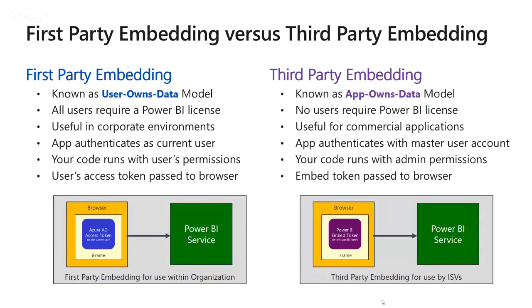So third-party embedding, known as the app owns data model. This is the ISV model. Imagine I'm an ISV. I have some customer portal I've had for 10 years. I'm not going to create an application from scratch, and I'm certainly not going to get my 5,000 customers Power BI licenses. So I want to pay Microsoft a lump sum and be able to serve up reports and dashboards to people that Microsoft, Azure AD, and Power BI have no idea who they are. So that's what third-party embedding is.